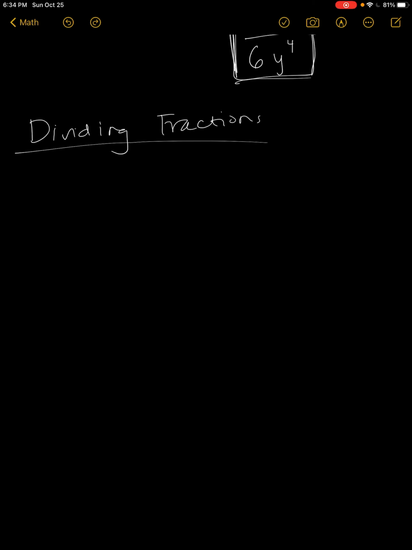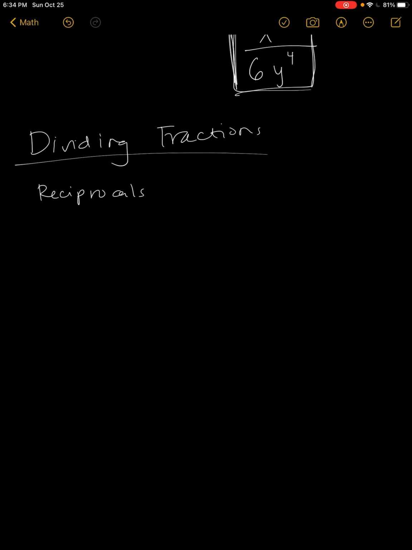Okay, now we're going to move on to dividing fractions. The first thing I want to talk about are reciprocals. The reciprocal of a number is basically the number flipped. First of all, you want to remember that every number can be written as a fraction. You can turn any number into a fraction by putting it over 1. And then the reciprocal is going to be the flipped fraction, the inverse of that fraction.